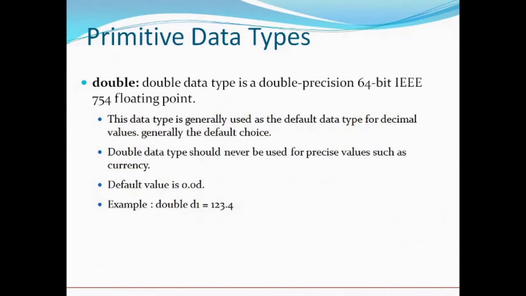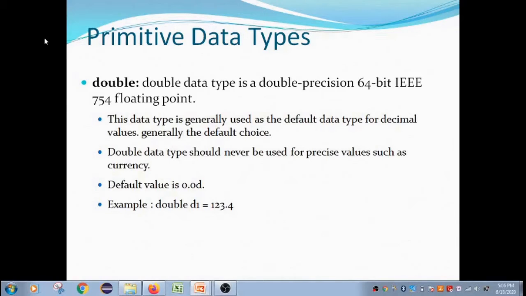Now in the floating point arena, we have another data type that is very often used in longer calculations. It is known as the double data type. A double data type is a double precision 64-bit IEEE 754 floating point. This data type is generally used as the default data type for decimal values, generally the default choice. Okay.